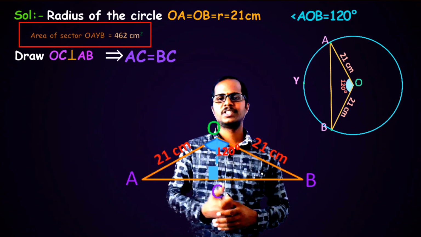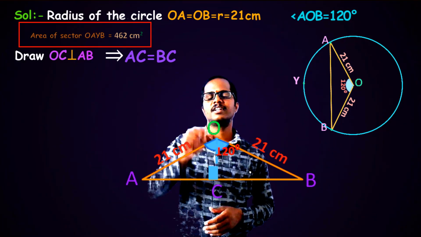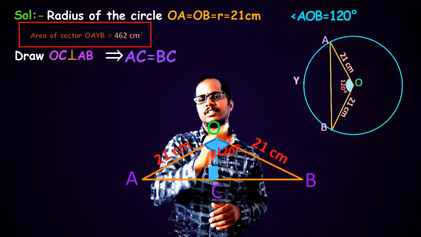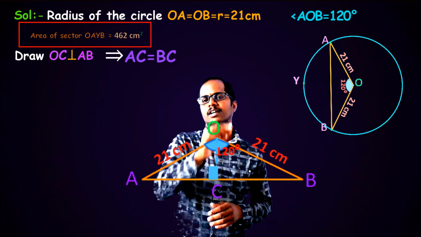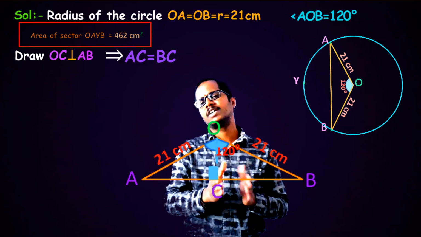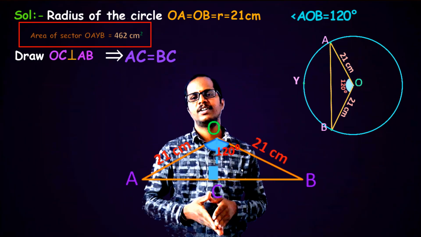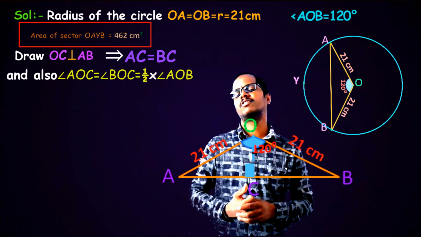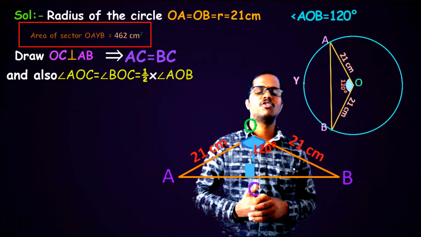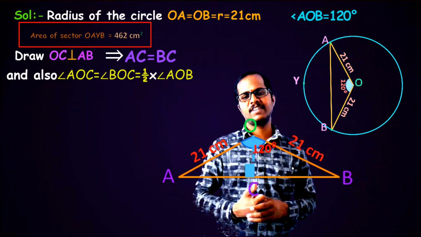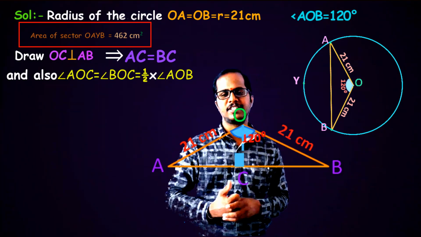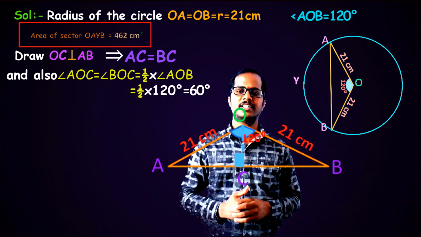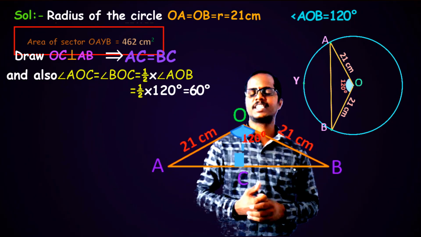And it is also known that this perpendicular line will bisect the angle AOB. So that means the perpendicular line OC cuts the angle AOB into two equal angles. So that we get angle AOC equals angle BOC equals half of angle AOB. And angle AOB is given as 120 degrees and its half is 60 degrees. Therefore we get angle AOC is equal to 60 degrees, and angle BOC is also 60 degrees.